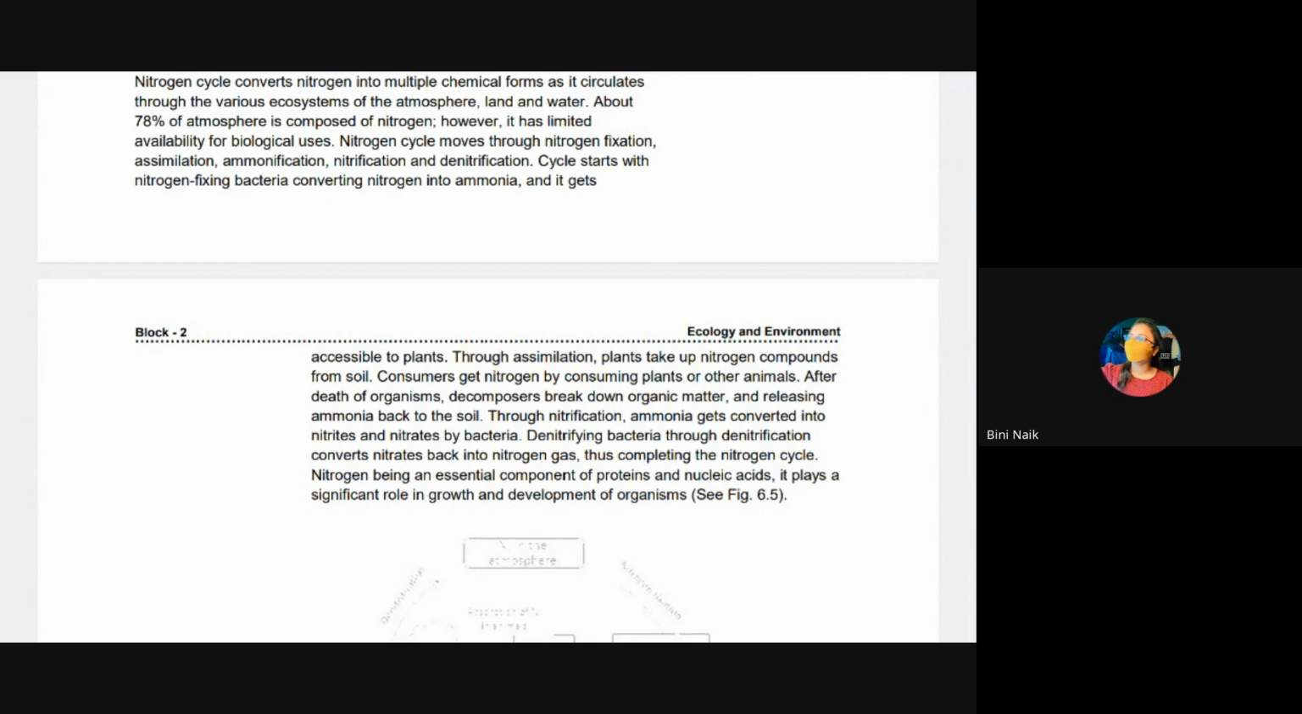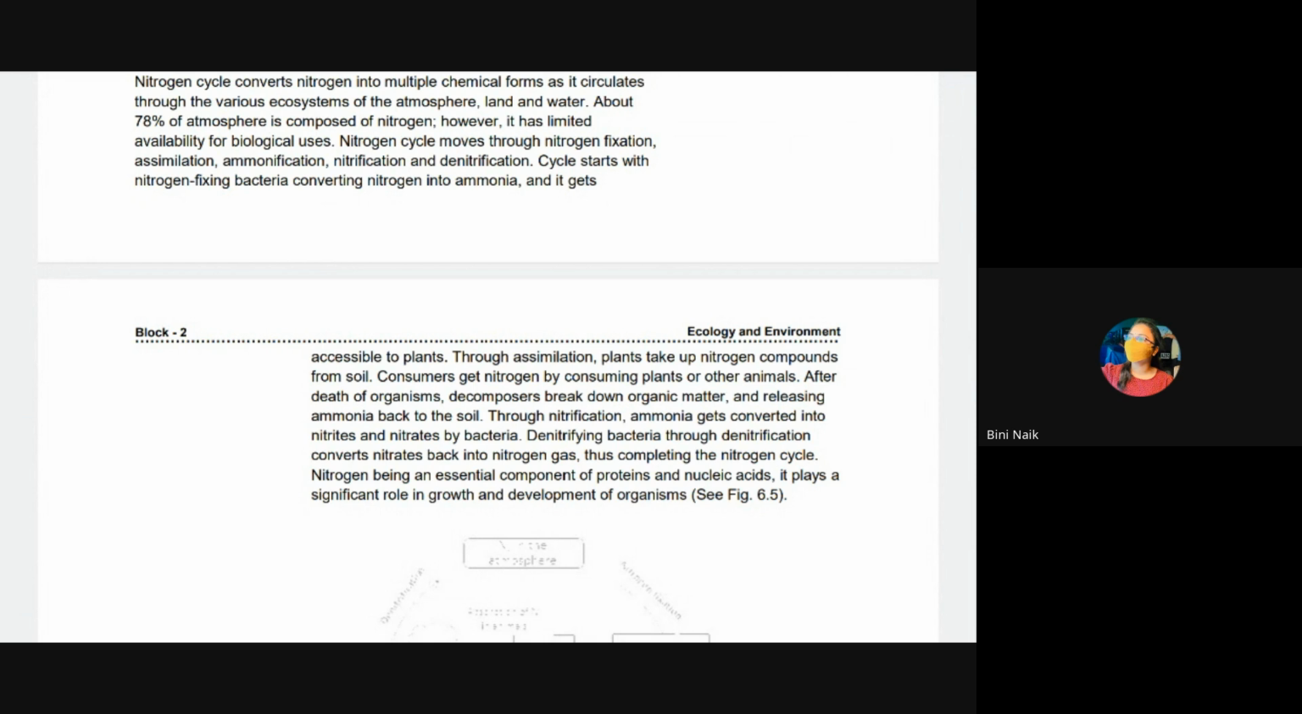Then how do consumers get nitrogen? Through the process of nitrification, ammonia is basically converted into nitrates. And what happens then? We are basically consuming nitrogen. Then the last process is denitrification. Denitrification is possible because of the denitrifying bacteria. So there are different bacteria.